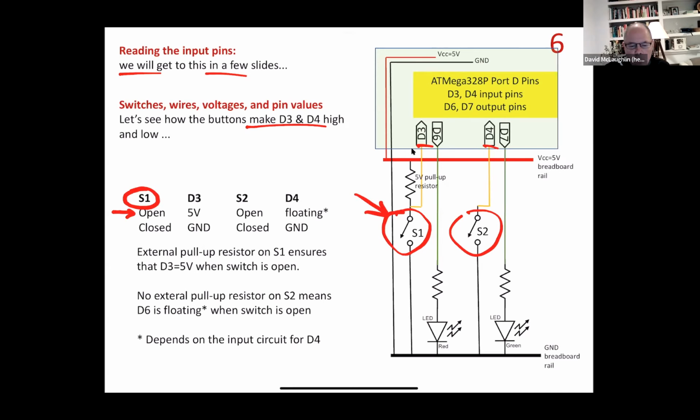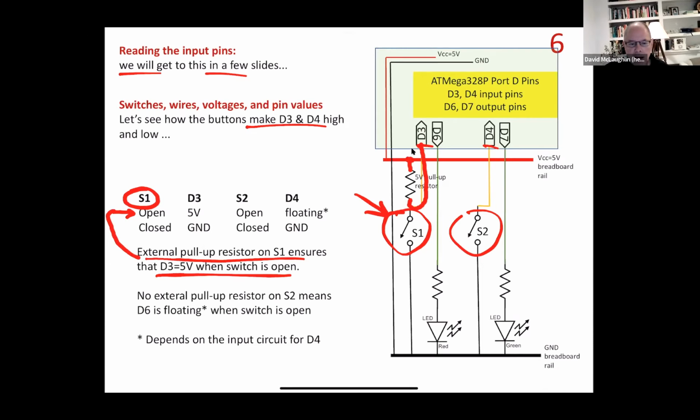Okay, and so when that's the case, when your finger is off the button, S1 is open, what's the value of D3? Well, what you'll see is that D3 experiences a resistor here up to 5 volts. You call that a pull-up resistor. So we have this external pull-up resistor on S1, and it's going to make D3 equal 5 volts when that switch is open. So that's what's happening right here. Okay, when your finger is off, the switch is open.